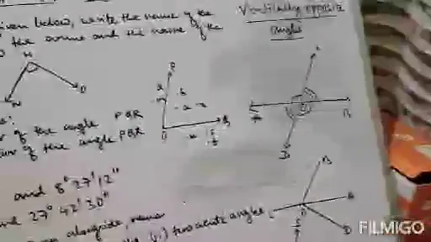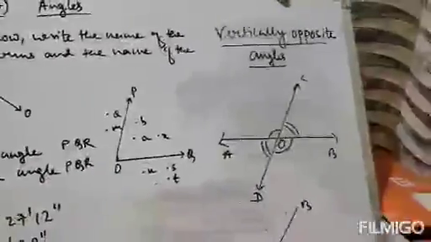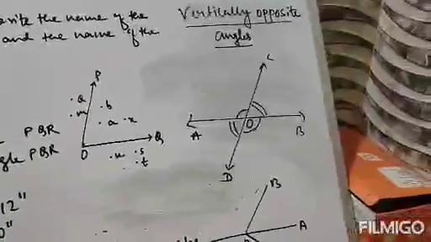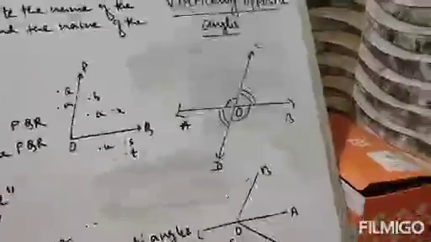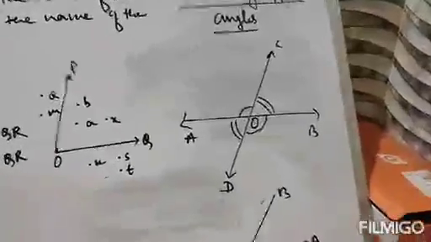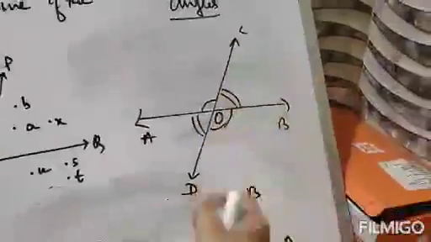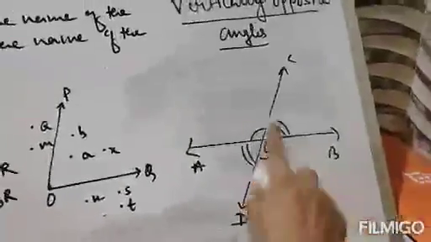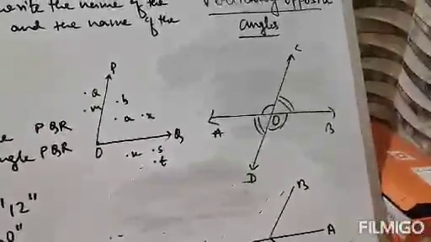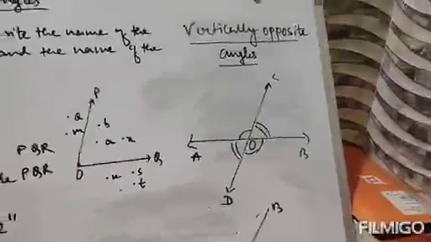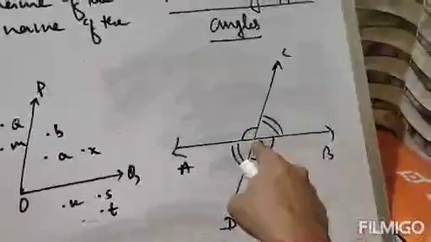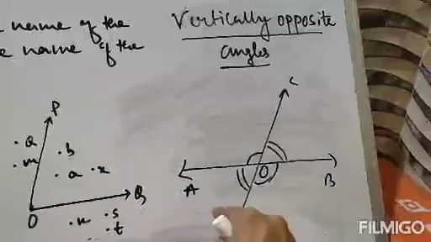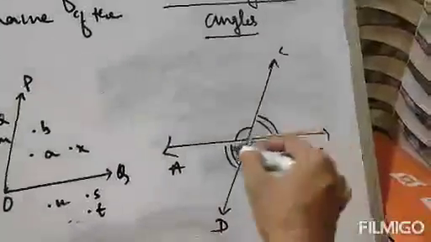So what is a vertically opposite angle? When two straight lines intersect, the angles on the opposite sides of their point of intersection are called vertically opposite angles. Here one straight line is AB, another is CD, and they intersect at point O. The angles on the opposite sides of the point of intersection are this angle and this angle.